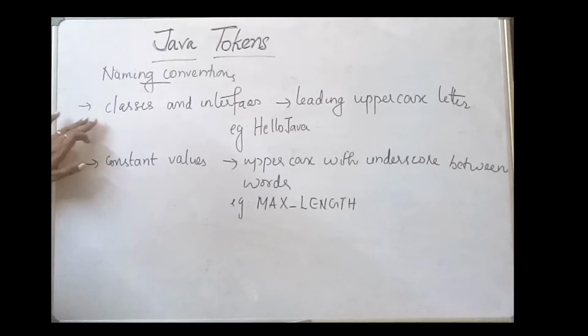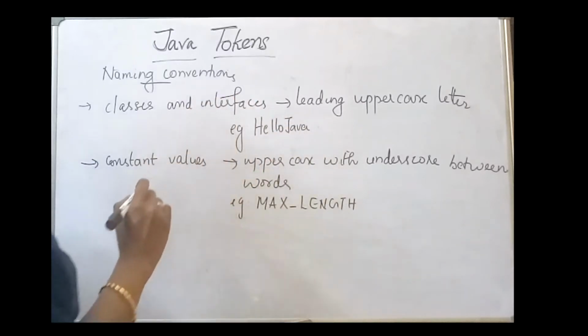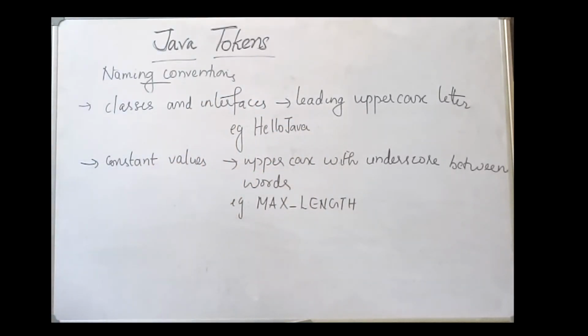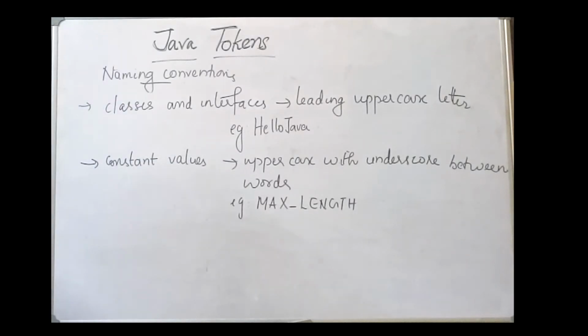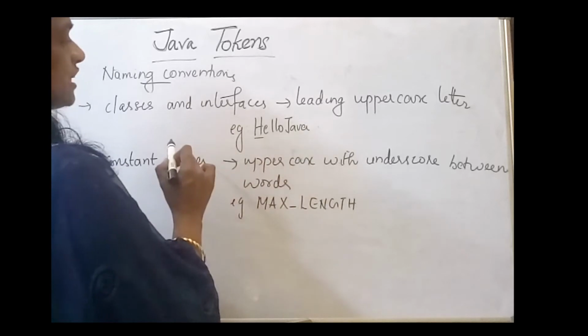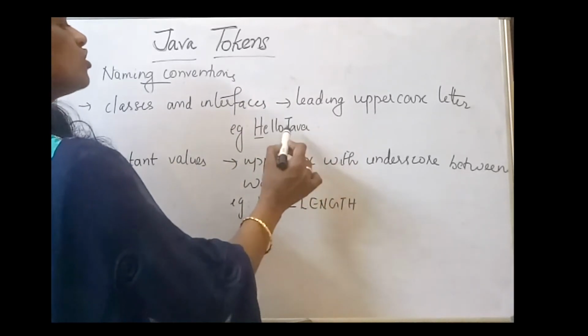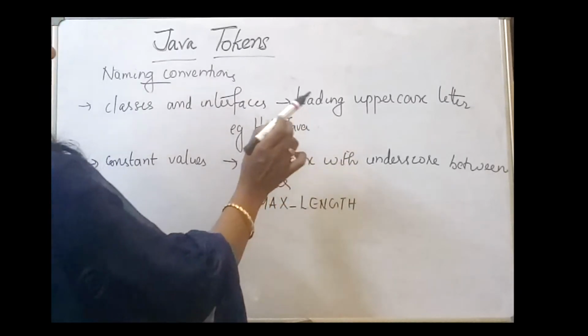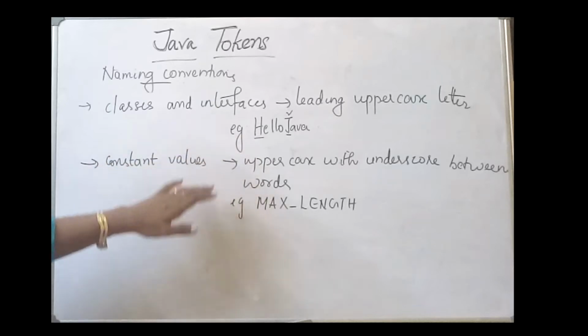Now next is regarding classes and interfaces. The naming convention used for classes and interfaces is leading uppercase letter. Usually classes and interfaces use a leading uppercase letter. That is, the first letter should be a capital letter, and if any subsequent words exist, they also should start with a capital letter. Okay, so that is the convention for class name and interface name.